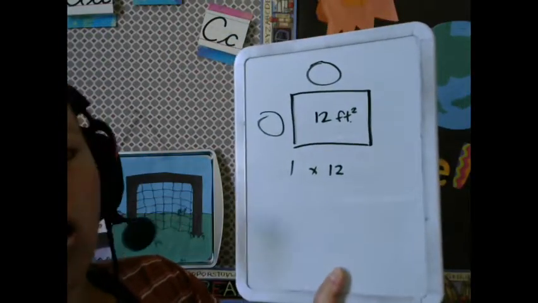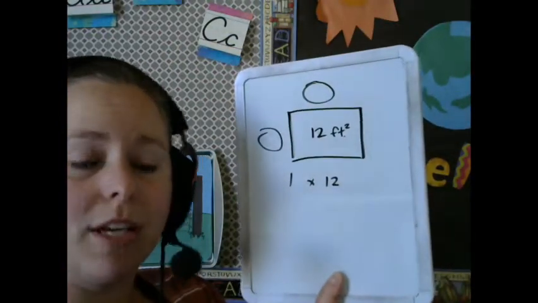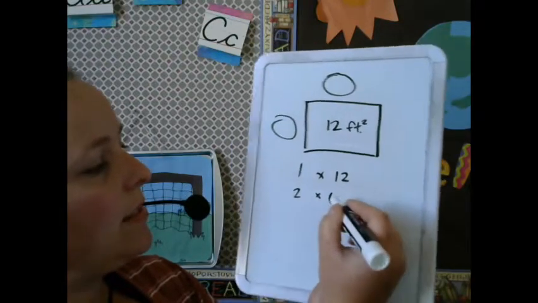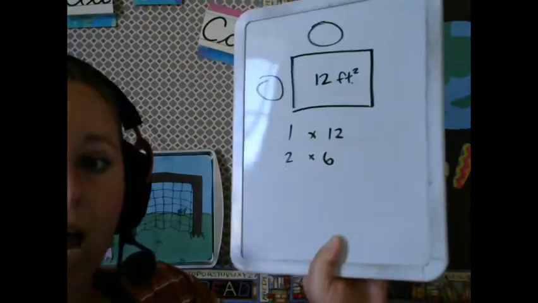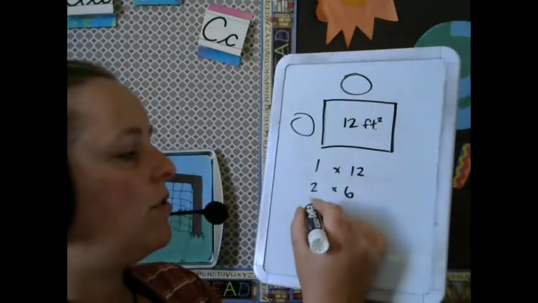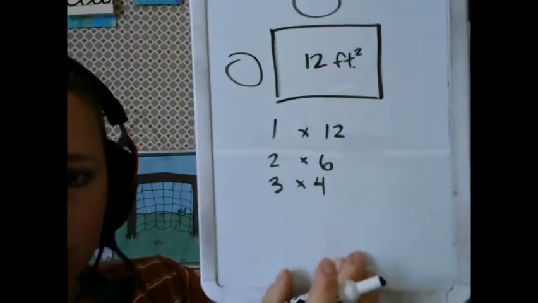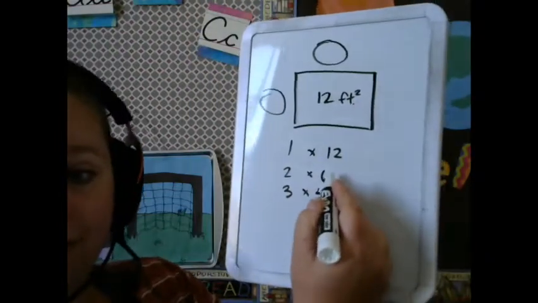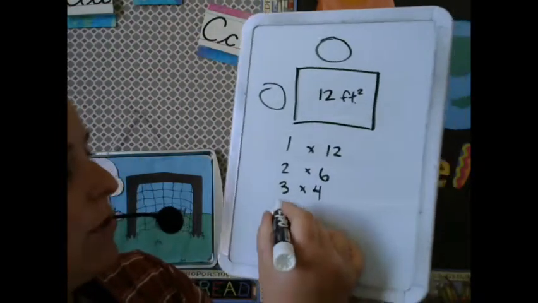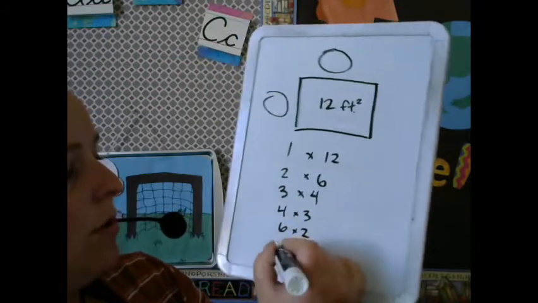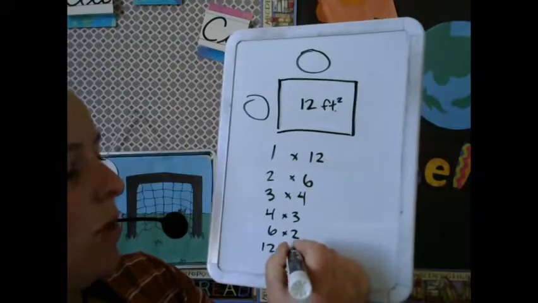Let's see. Oh, I can multiply something by 2 to get 12 as well. So 2 times 6. I can multiply something by 3 to get 12. So 3 times 4. And consequently, because of fact families, I can switch these around. So 4 times 3, 6 times 2, 12 times 1.